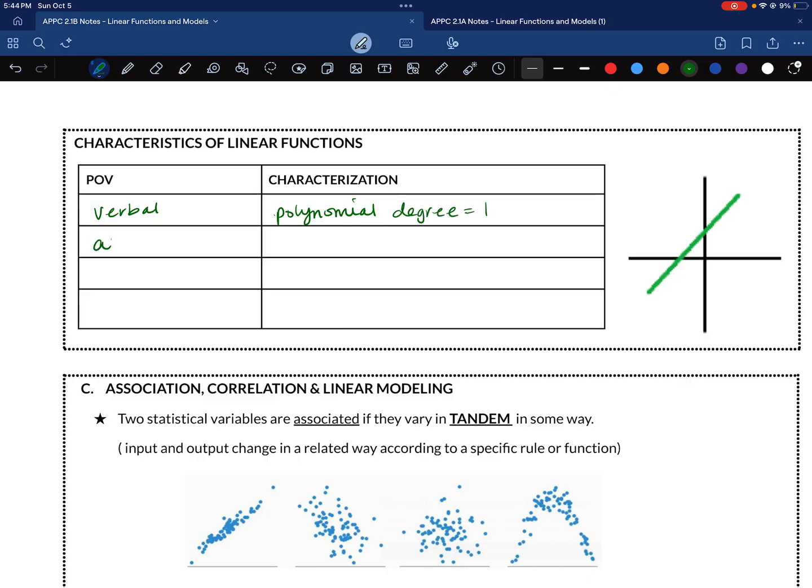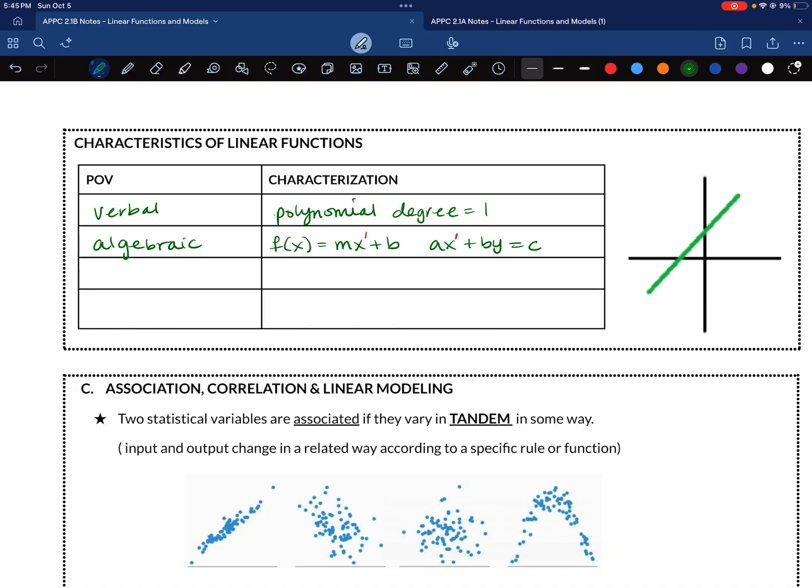If now we're looking at the algebraic perspective, then we might write it in function notation using a linear representation like y equals mx plus b, or maybe even something in standard form like this, ax plus by equals c, noting that both of these show us that x is to the first power.